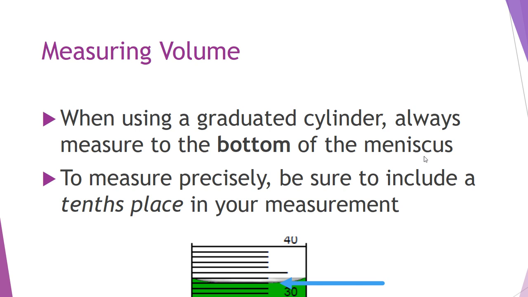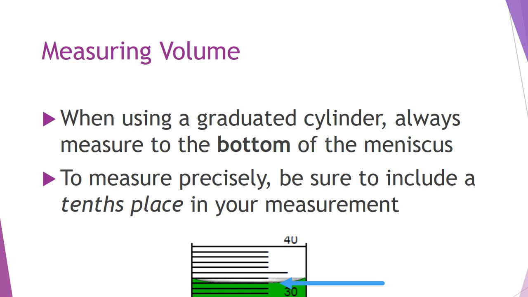Today we're going to talk about measuring volume. When we measure volume of a liquid, we're going to use a graduated cylinder. The liquid in the graduated cylinder will have a curved surface, which we identified as the meniscus earlier in the unit. And we always want to measure at the bottom of the meniscus, so where this blue arrow is pointing. That's where we want to measure the liquid in the graduated cylinder.